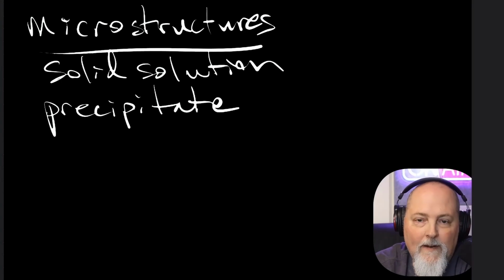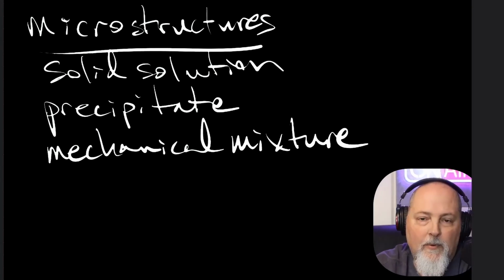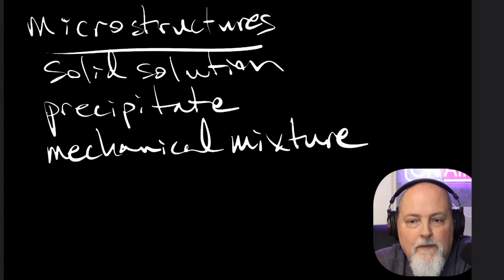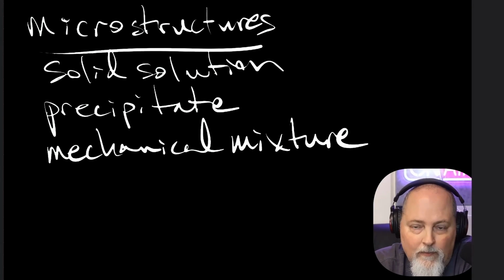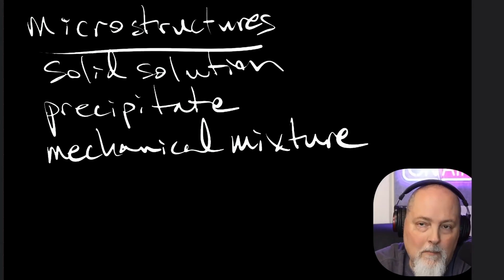The third is a mechanical mixture. So in a mechanical mixture, the phases don't completely dissolve into each other. They remain physically mixed as distinct phases, and then that final material combines the characteristics of both.